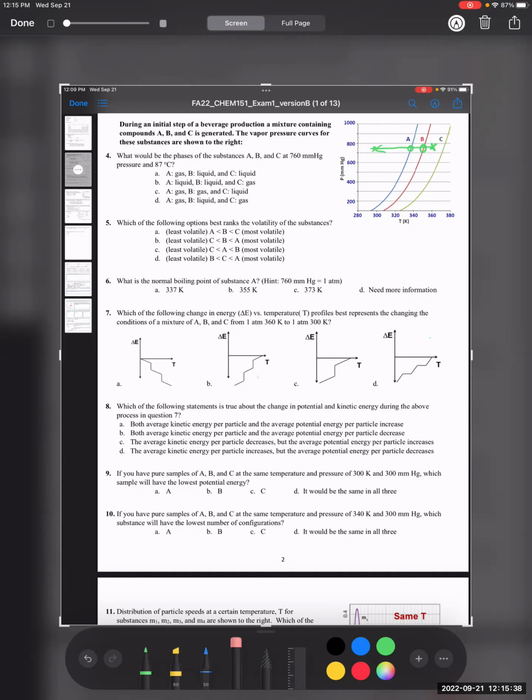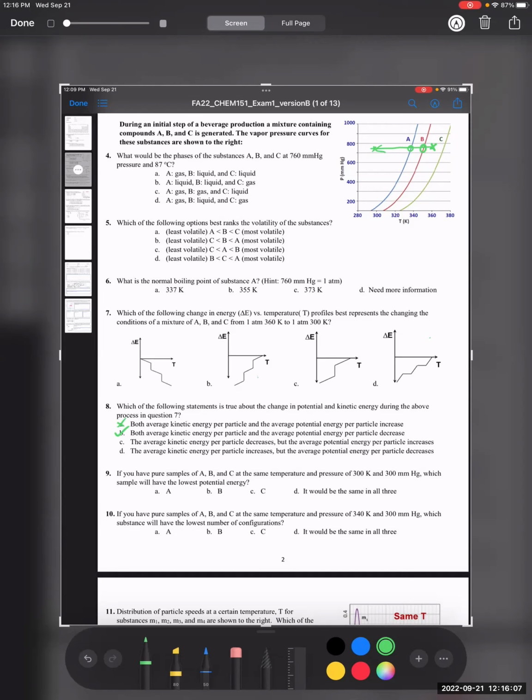Let's see what we have here. Both average kinetic energy per particle and average potential energy per particle increase. Now, we notice that they decrease. So therefore, option A is out. Both average kinetic energy per particle and average potential energy per particle decrease. Yeah, that is reasonable. The average kinetic energy per particle decreases. That is true. But the average potential energy per particle increases.